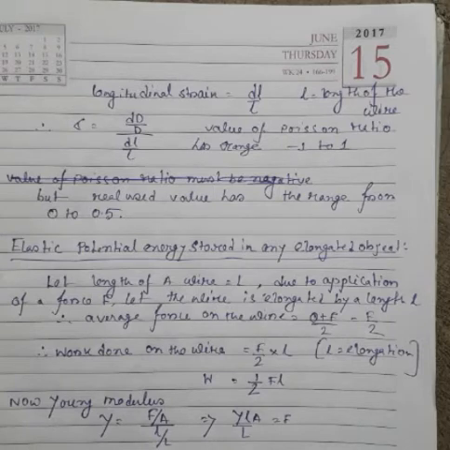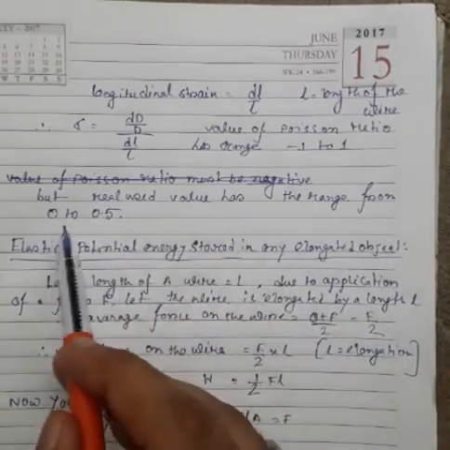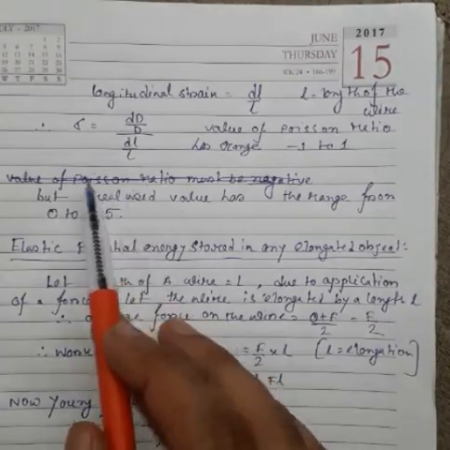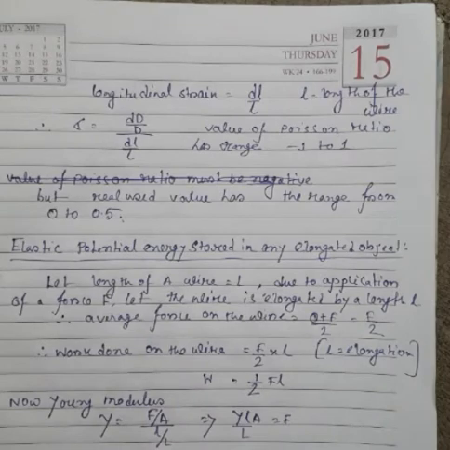So Poisson ratio must be a negative quantity, but as we know this is negative, we actually use it as a positive value. The real value that is used for the Poisson ratio is 0 to 0.5. You can see these are all positive values. So we know this thing is negative, so we use it as a positive. This is the idea.